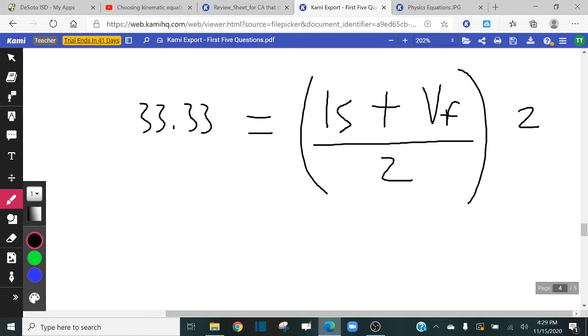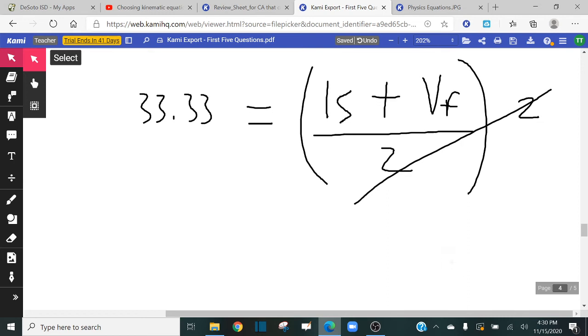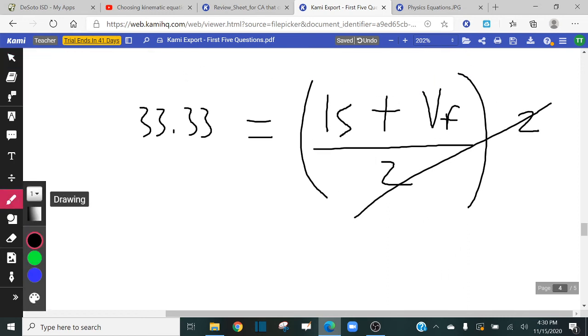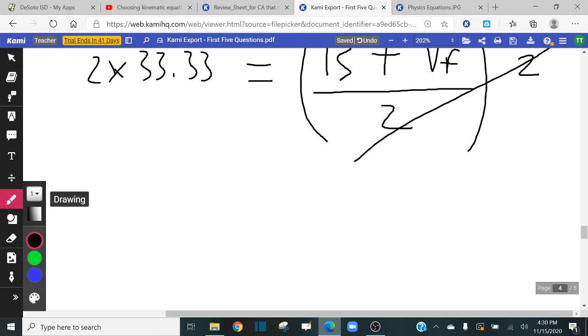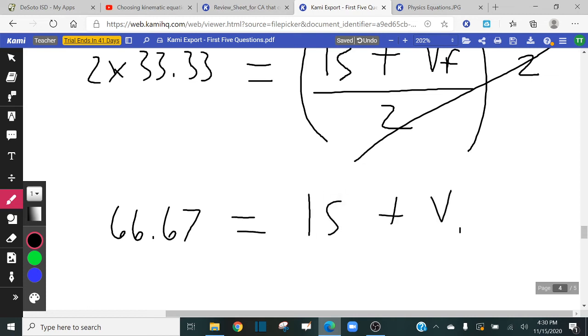So I'm going to multiply by 2, and that goes away. Remember, whatever you do to one side, you have to do to the other. So this side, I'm going to multiply by 2. So 2 times 33.33 gives me 66.67. All that is equal to 15 plus final velocity.